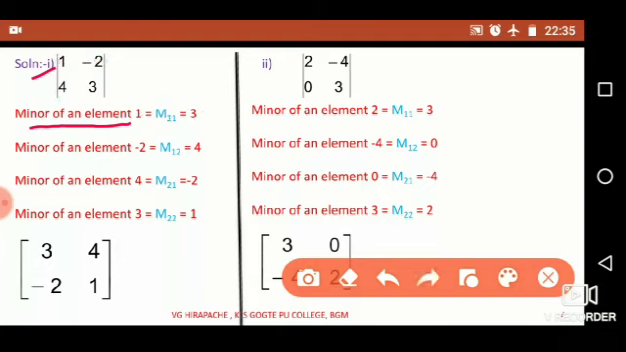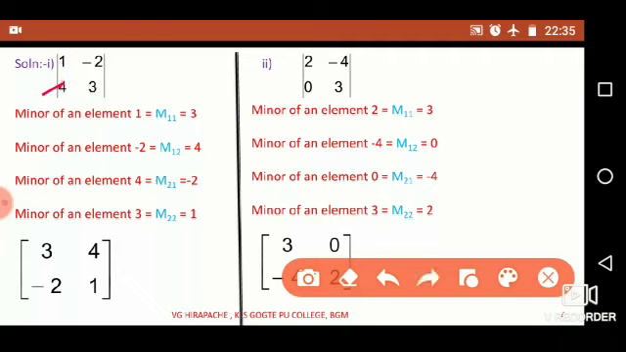Similarly, the element minus 2 lies in the first row, second column. Therefore, its minor is denoted by the notation M12. Deleting the row and column consisting of minus 2, the minor of minus 2 is 4. Likewise, dear students, we can obtain the minors of the second row. The minor of 4, which lies in the second row, first column: deleting the row and column consisting of 4, the minor of 4 is minus 2.